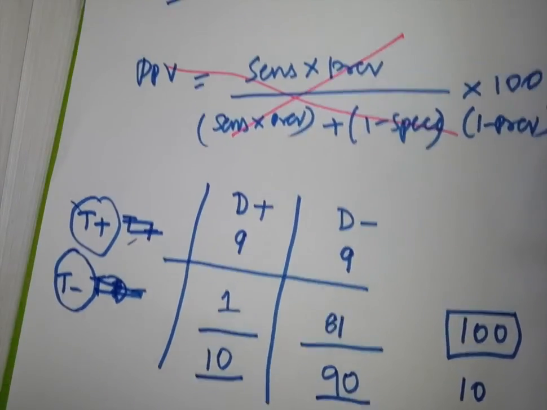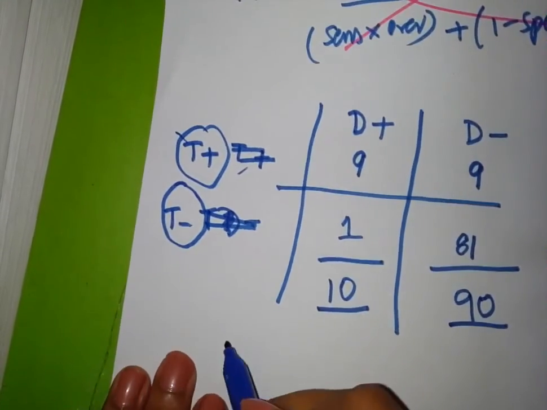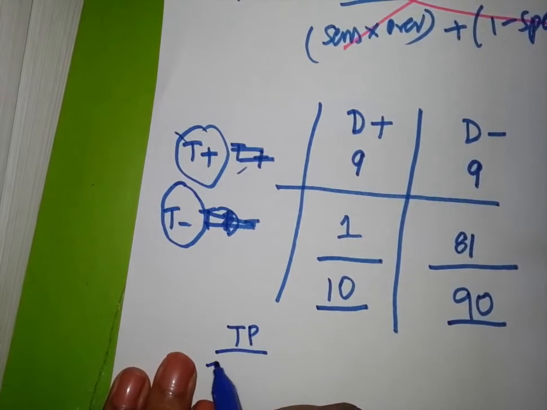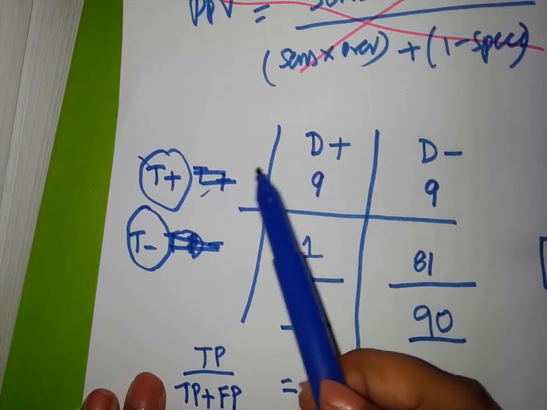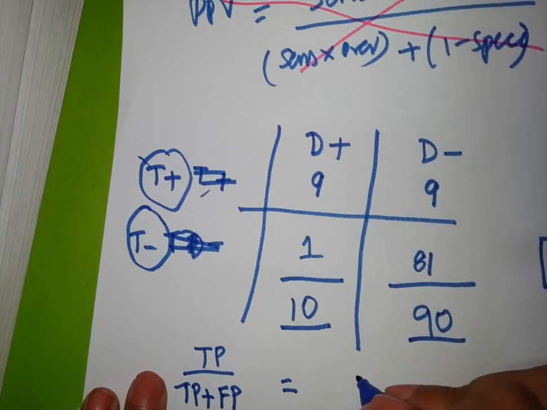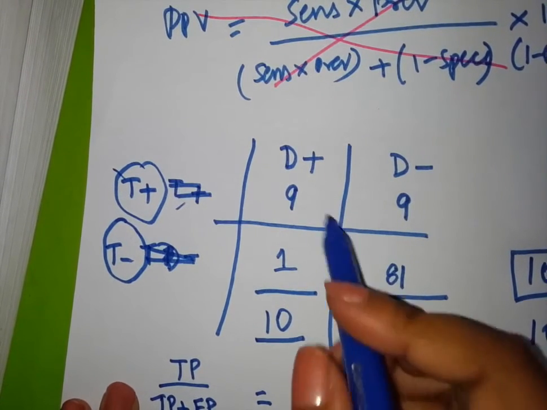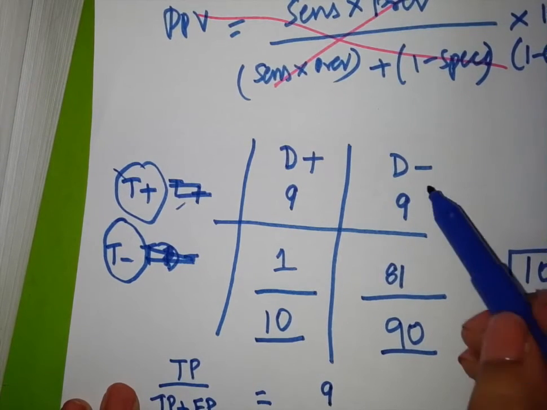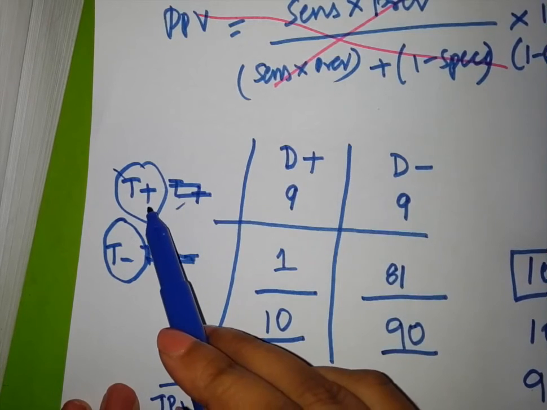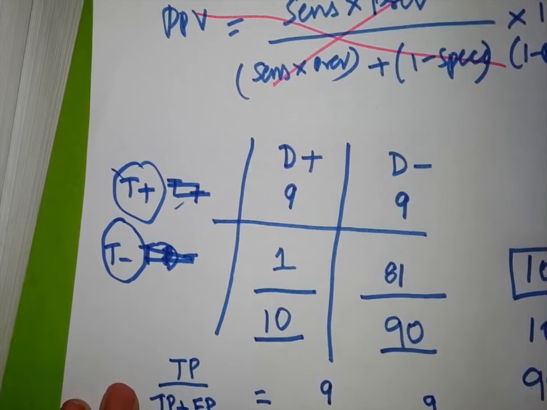Now, what are they asking you? They are asking you positive predictive value. What is positive predictive value? True positive by true positive plus false positive. See the tabular column. What is true positive? Person having the disease and test is also showing disease positive. So true positive is 9. True positive plus false positive: true positive is again 9. What is false positive? Person is not having the disease, but the test is wrongly showing positive. That is again 9. So that is nothing but 9 by 18 into 100.